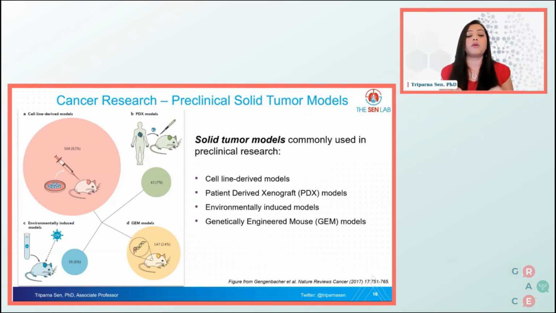And genetically engineered mouse models are really, if you have a KRAS mutation, we try to mimic this mutation, like a KRAS mutation or a P53 mutation, into the mouse model so that we can understand the biology of this disease, and we can also understand what are the therapeutic vulnerabilities of that particular cancer type.